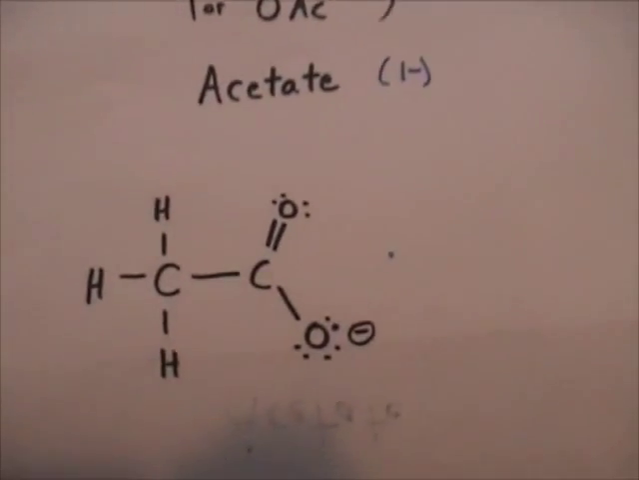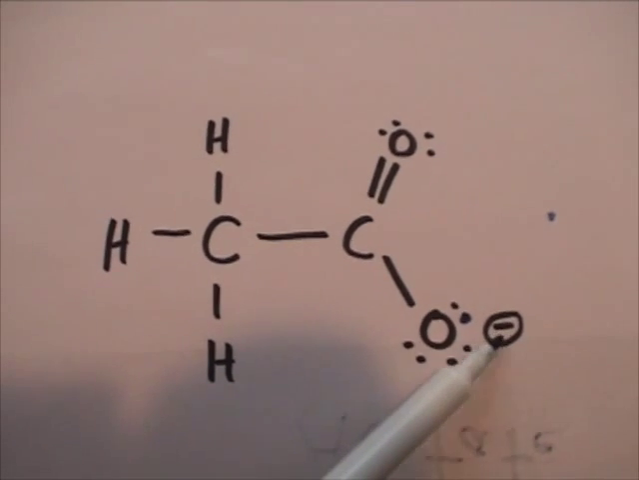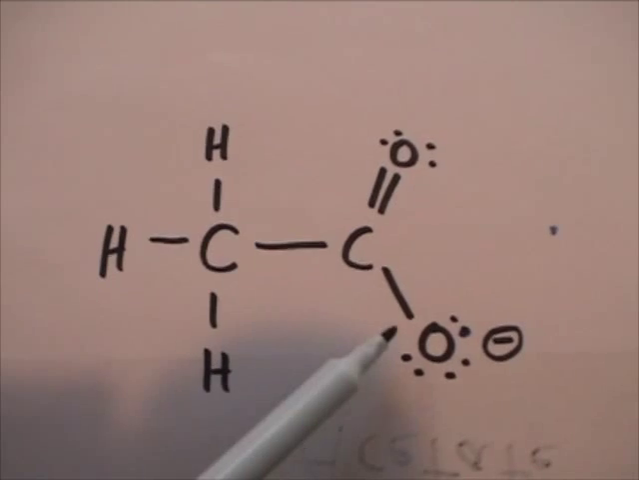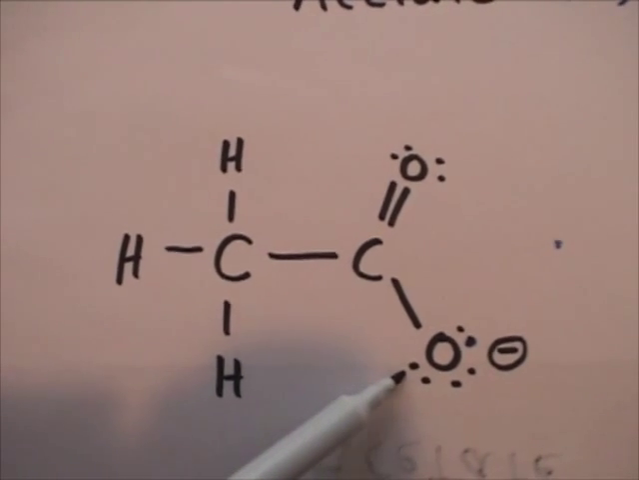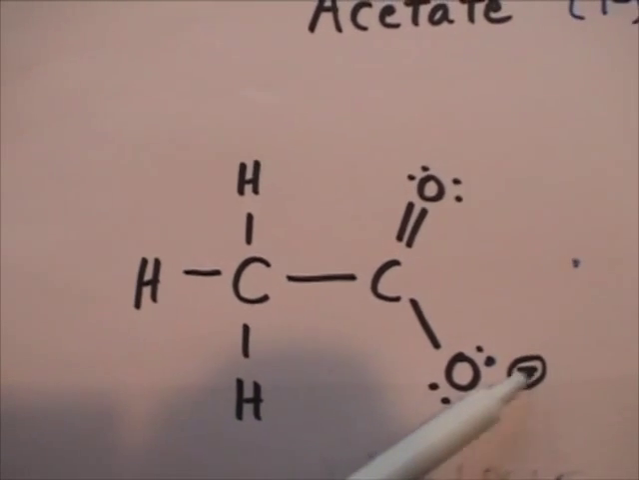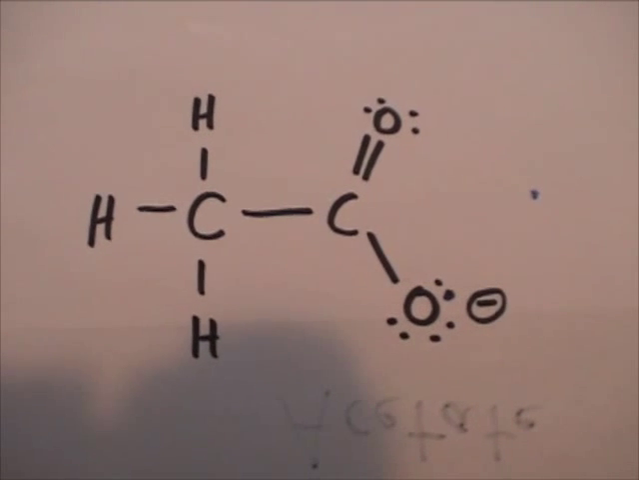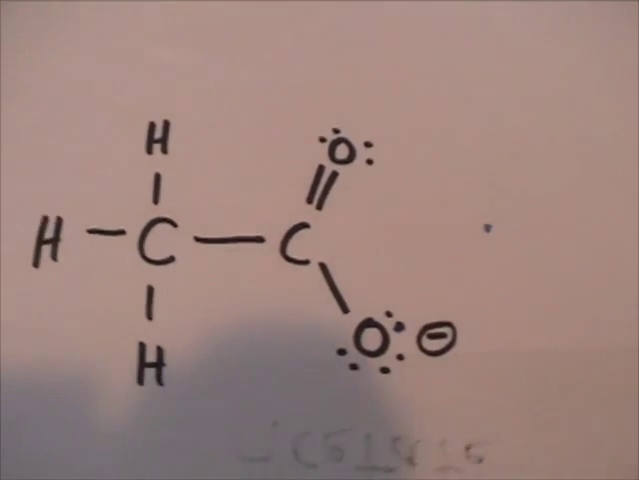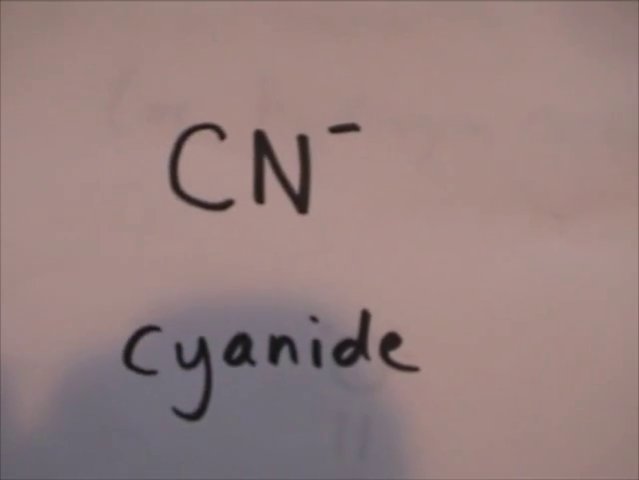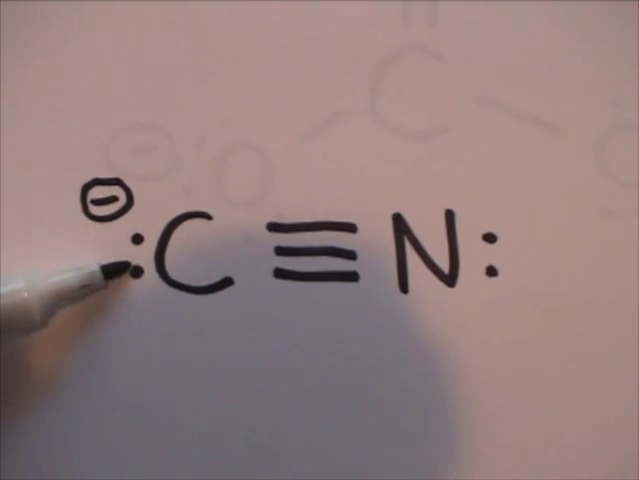Now let's look at their structure. Acetate. Notice there is a negative formal charge on this oxygen that has 3 lone pairs and a bond. So it has 1, 2, 3, 4, 5, 6, 7 electrons. It should have had 6. It has gained an electron. It has a negative formal charge. So acetate, CH3COO-. Cyanide, CN- with a negative formal charge on this carbon.